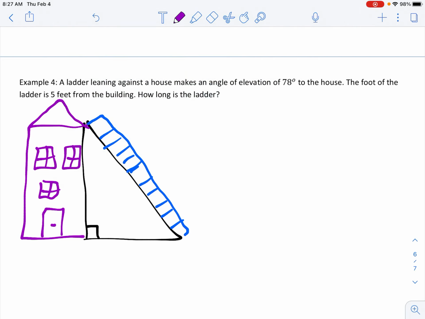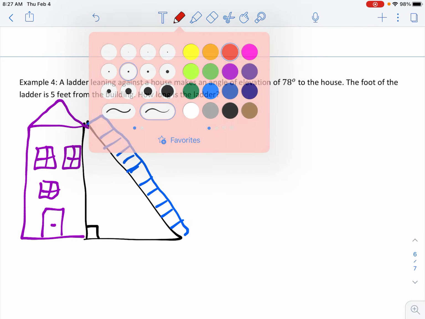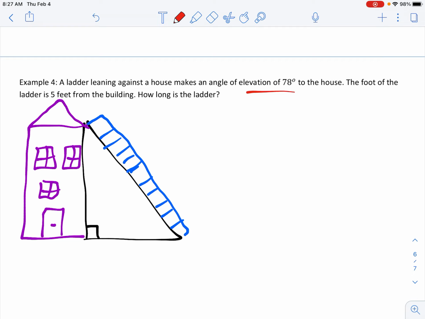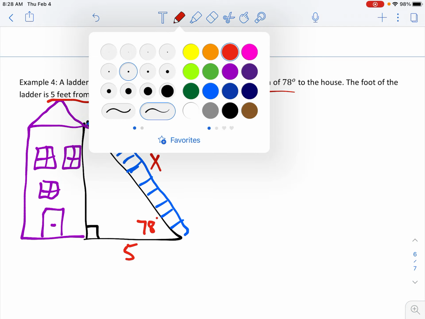All right, let's go ahead and start to label our picture with the info they gave us. The angle of elevation is 78, so our angle is going to go down in the corner. It's looking up. The ladder is 5 feet from the building, so we're 5 feet away from the building. It wants to know how long is the ladder, so I'm going to put an X on that, and now I'm going to begin to solve it by labeling my sides.